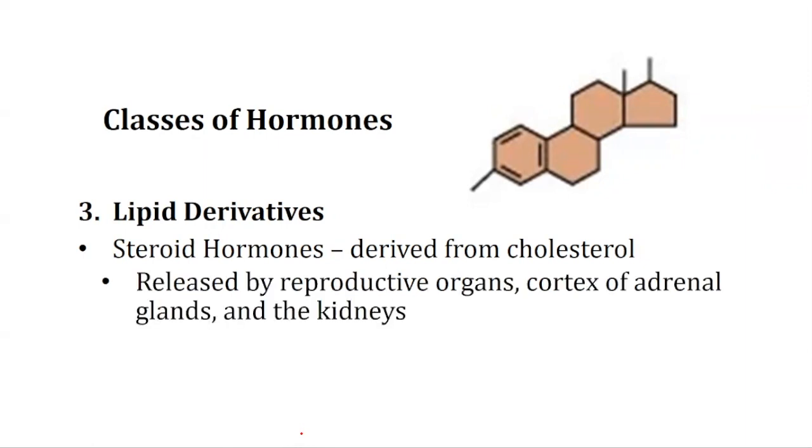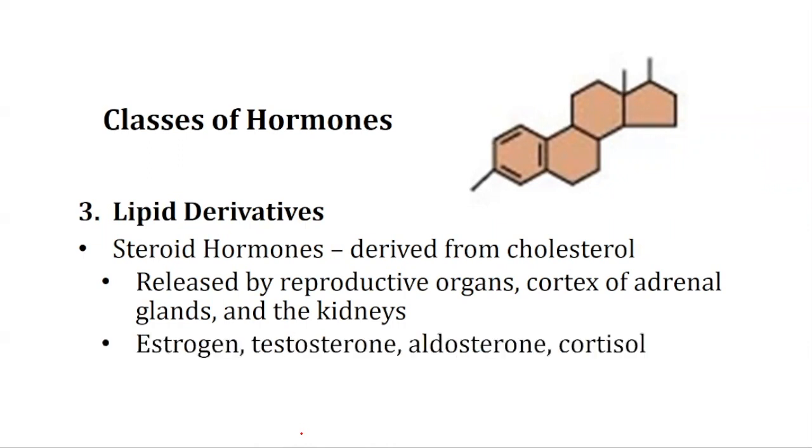and steroid hormones are released by the reproductive organs, the cortex of the adrenal glands close to the kidneys, and the kidneys themselves. Some examples of lipid derivative hormones are estrogen, testosterone, aldosterone, and cortisol, stress hormones and sex hormones.